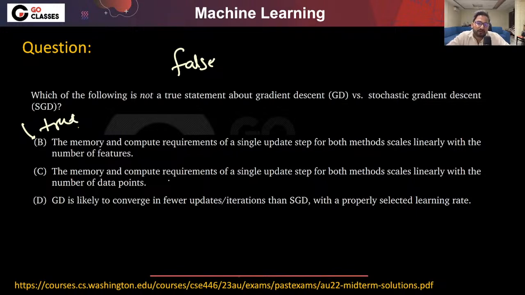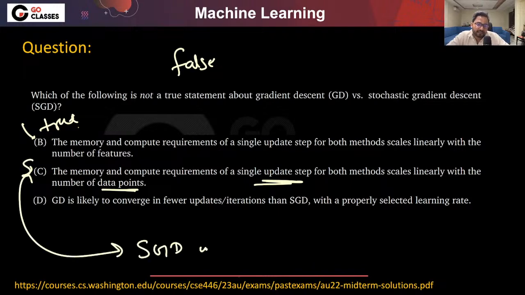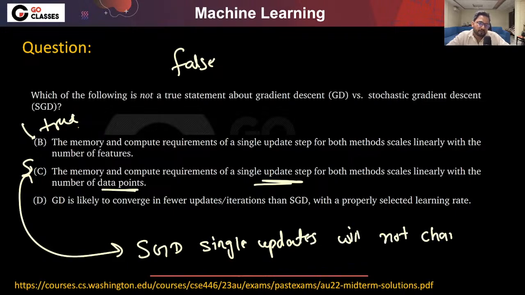What about C? The memory and computation requirement for a single update for both methods scales linearly with the number of data points. So they are asking if you are increasing the data points, then how will it impact? For a single update, SGD will not change, right? SGD doesn't care. Single updates will not change anything, right? So that is why this is false.